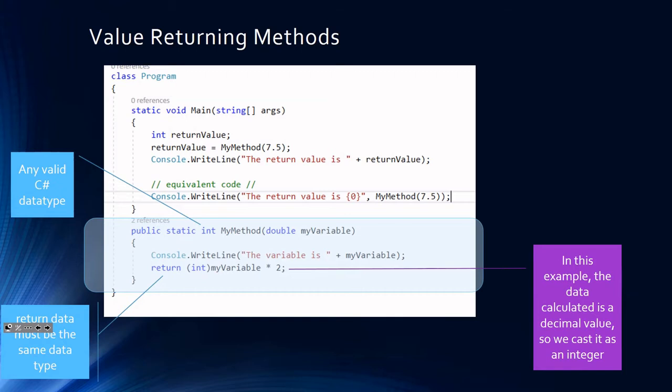And I'll tell you why. Because here we're saying we're going to return an integer. So we're going to read in that input variable and print it out. And then we're going to return our variable multiplied by 2, but we're going to cast it as an integer to make sure it's an integer. And that is a casting when we have a data type within parentheses.